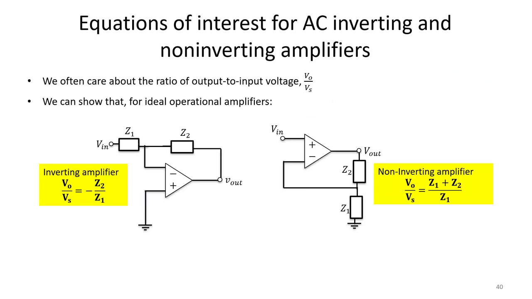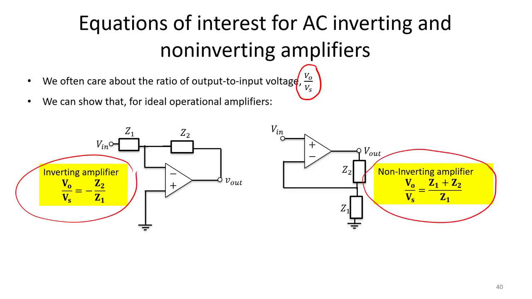So for AC op-amps, we often care about the ratio of the output to the input voltage, basically our gain. And we can show, if we use node analysis similar to Lecture 9, that we would derive these equations. So for an inverting amplifier, we see V0 divided by Vs is just negative Z2 over Z1. And for non-inverting, we have V0 over Vs is Z1 plus Z2 divided by Z1.